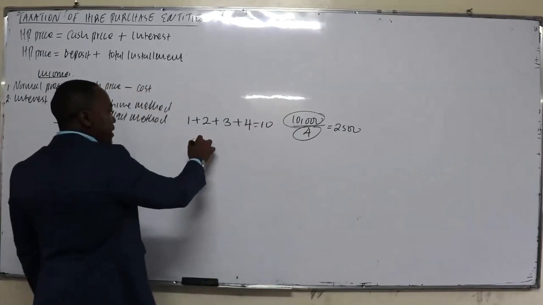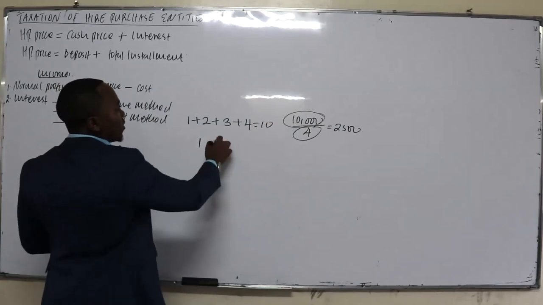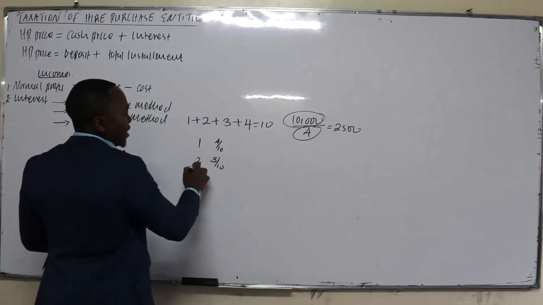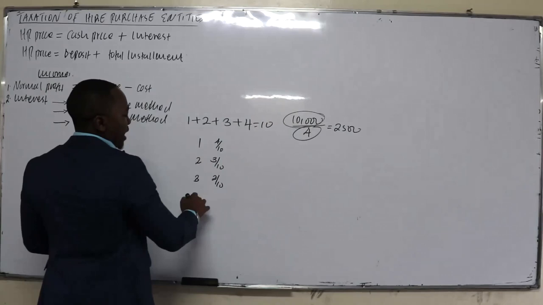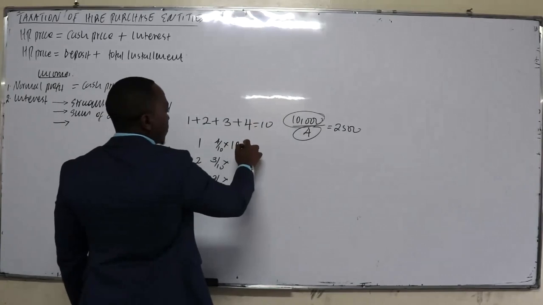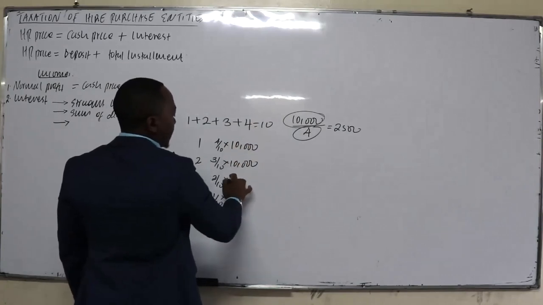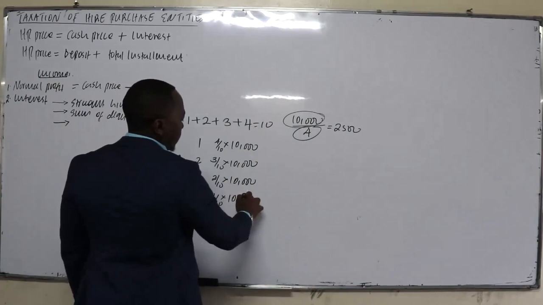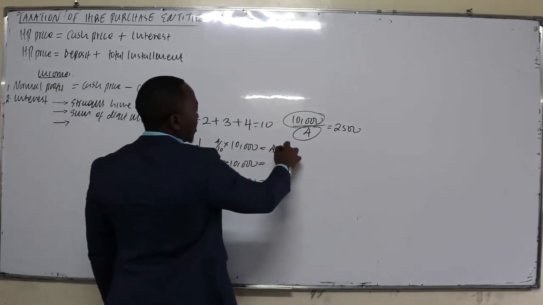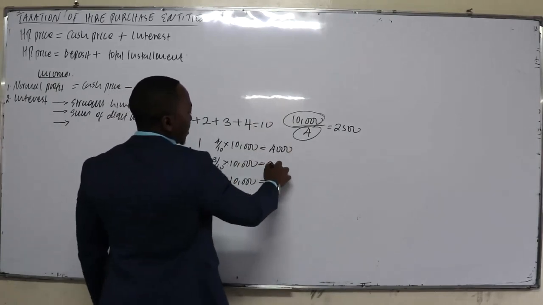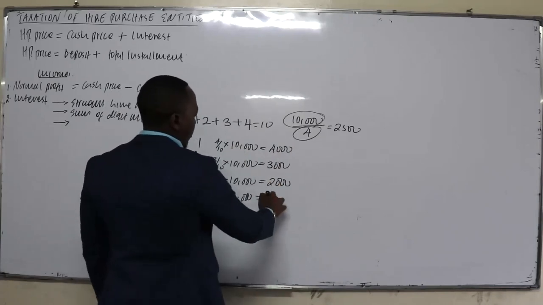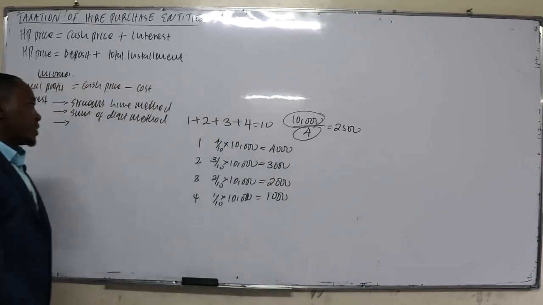So that means the first installment, how much will you recognize? You'll take 4 over 10. The second installment, 3 over 10. Third installment, 2 over 10. And last installment, 1 over 10 of the interest of 10,000. So whenever a customer pays the first installment, you recognize an interest income of 4,000. Second installment, 3,000. Third installment, 2,000. And fourth installment, 1,000. That's what you call the sum of digits method.